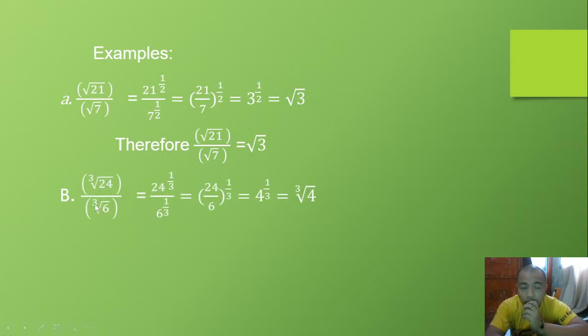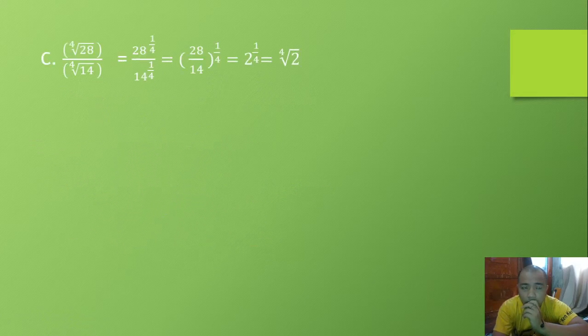Cube root of 24 divided by cube root of 6. They have the same index, which is 3, so divide 24 by 6, which is 4. So the answer is cube root of 4. Next, 4th root of 28 all over 4th root of 14 is equal to 4th root of 2. Divide 28 by 14.